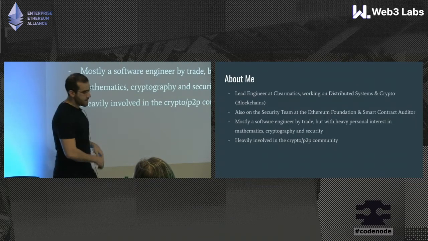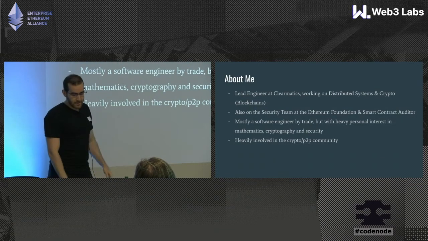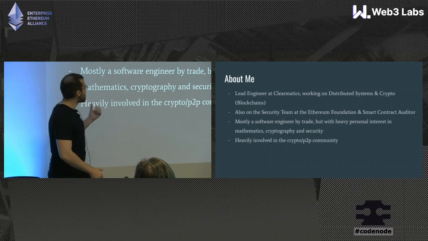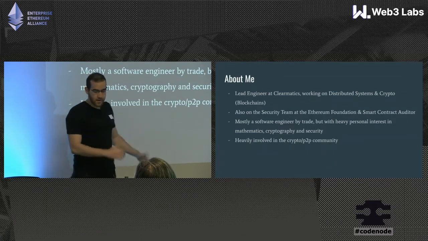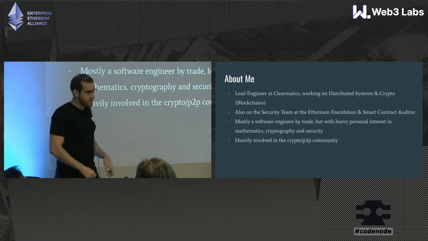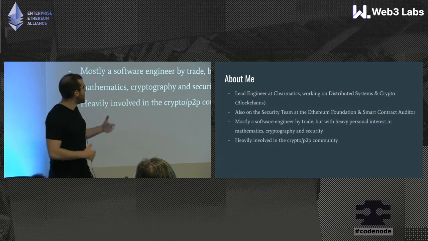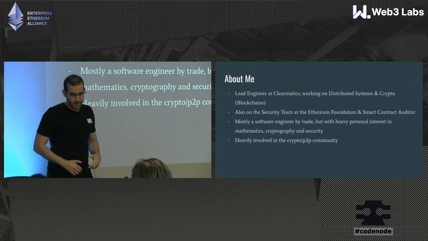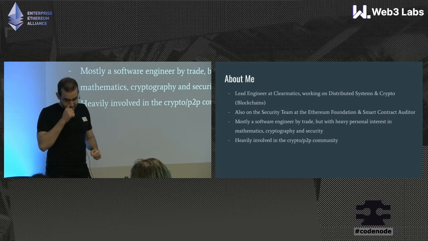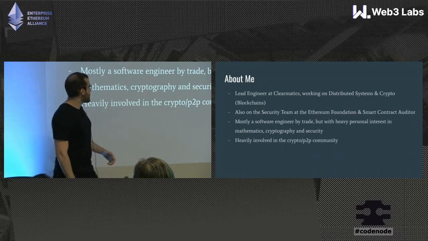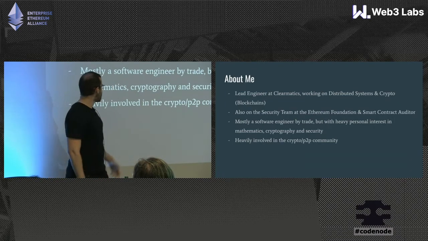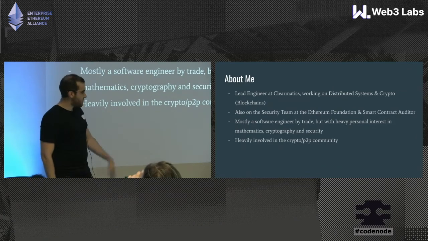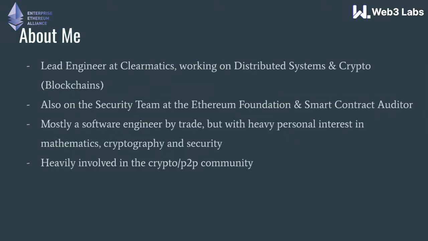So a little bit of background on me. I'm the lead engineer at Clearmatics. I work on the distributed systems and the crypto side of things. I'm also on the security team at the Ethereum Foundation. I help them out on core protocol layer audits. If Ethereum gets attacked, I help them out. And Clearmatics in general has a good connection to the open source community. We try to contribute back to it. I'm mostly a software engineer by trade, but I've always had a heavy personal interest in mathematics, crypto, and security. So hence why I'm talking about security today. And I've been heavily involved in the crypto and P2P community for years.